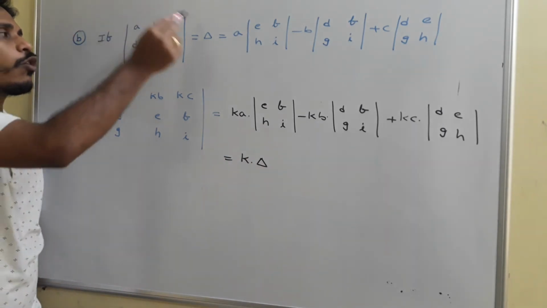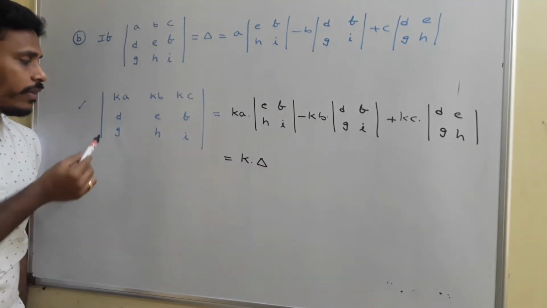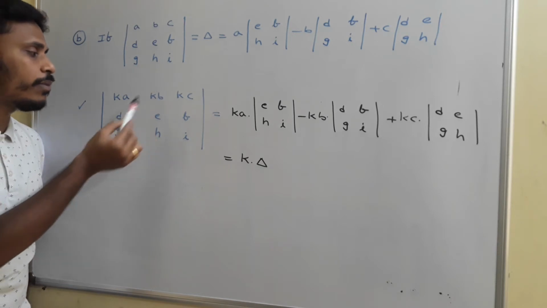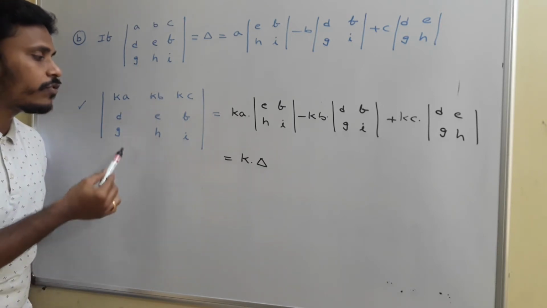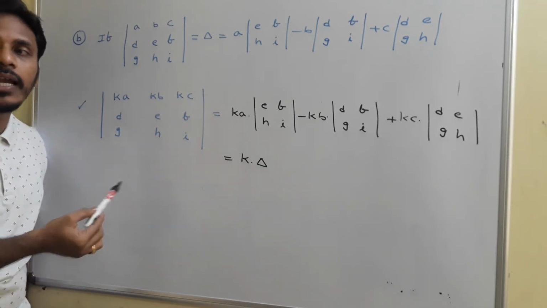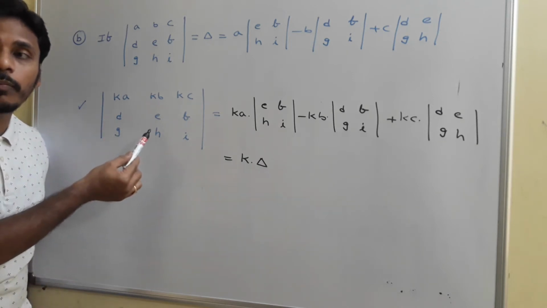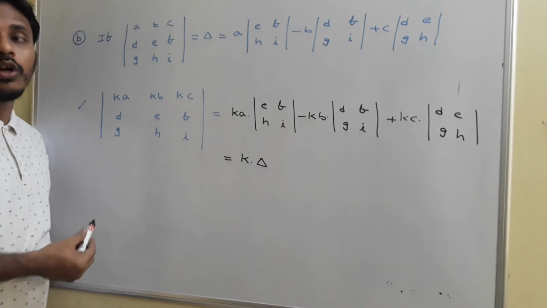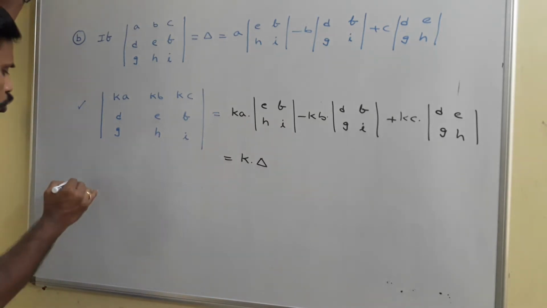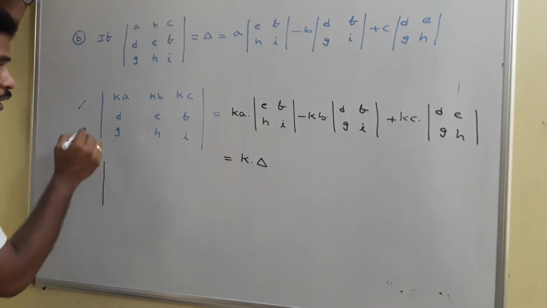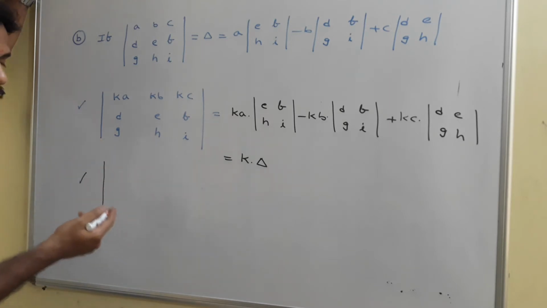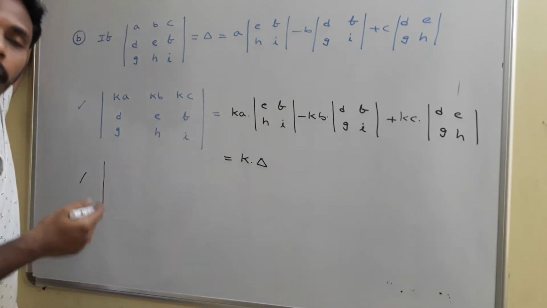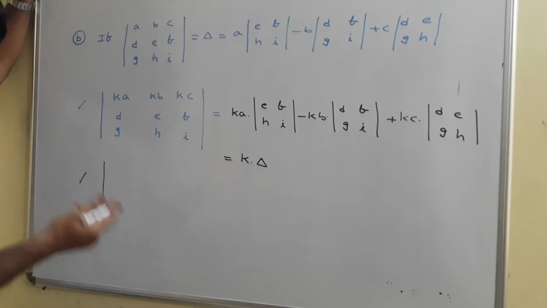So if the determinant of the given matrix is delta, then the determinant of this KA, KB, KC, DEF, GHI is simply K delta. Since one row is multiplied by K, its determinant value is K times the old determinant. So you may take any row, no problem. Not only the first row, you may multiply by a constant the second row or the column, no problem.